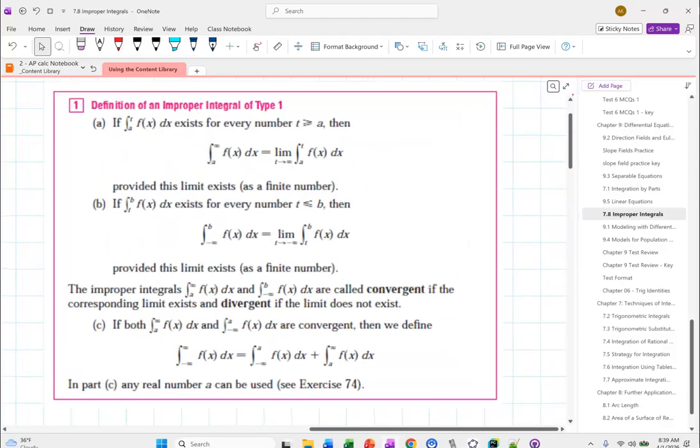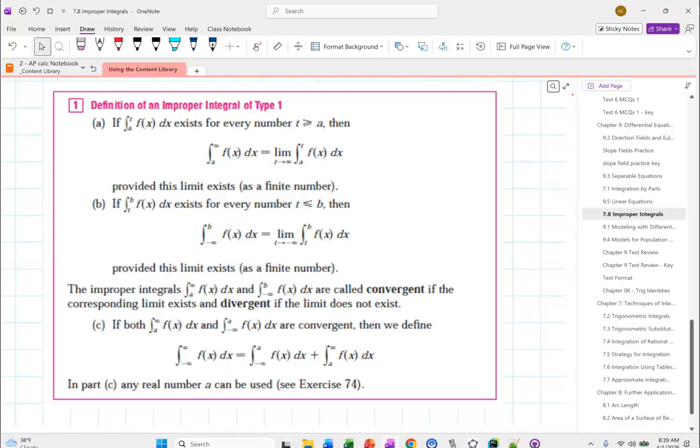So the idea here is, what we're going to do is make a substitution for the problematic bound. In the case where we're integrating from a to infinity, we replace the infinity with a t and just stick the limit as t goes to infinity in front. Now we don't have to try to plug an infinity into our antiderivative. We can just evaluate this thing with a limit and it's going to be okay.